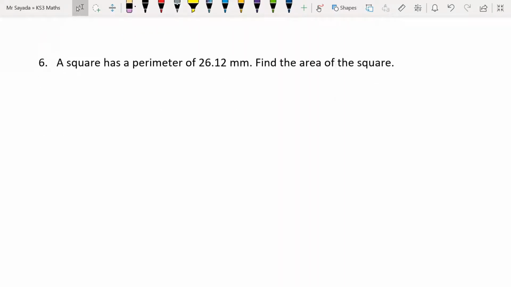This was the final question, and you were supposed to do this without a calculator. So firstly, we've been given the perimeter, and then we need to find the area. If you struggled with this, pause the video and have another go now. Press play once you're ready. You should have now had a good go at this question.